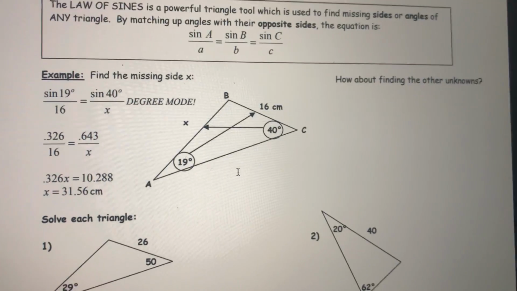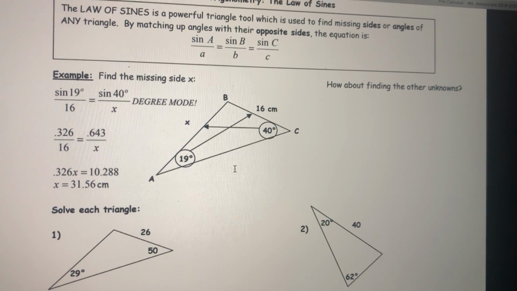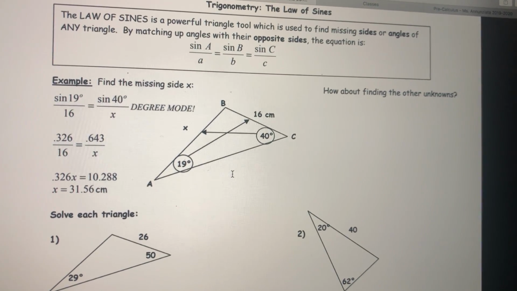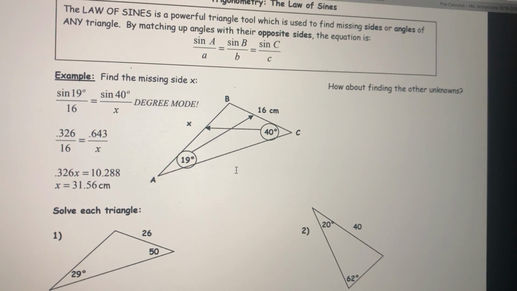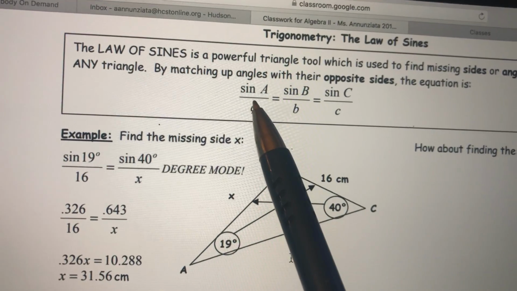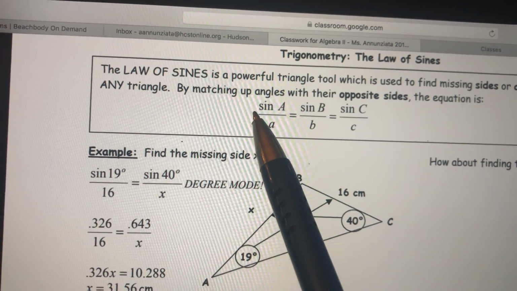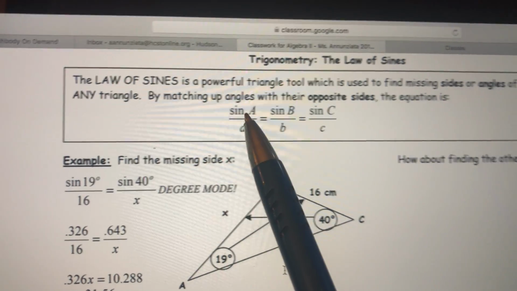So I am going to just do one of each of these problems with the law of sines to find either missing sides or missing angles. Okay, so this here is the formula for law of sines. This is in order to find missing sides and angles for any triangle.